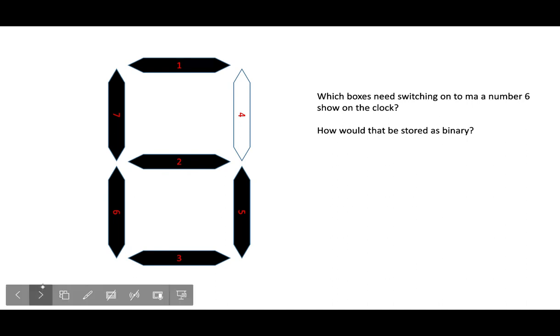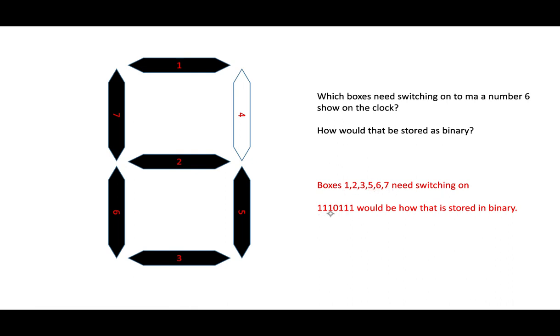Right then, so we will look at the answers. Boxes 1, 2, 3, 5, 6, 7 are switched on. Therefore, you've got 1, 2, 3 are 1s, 4 is a 0, 5, 6, and 7 are the rest of the 1s.